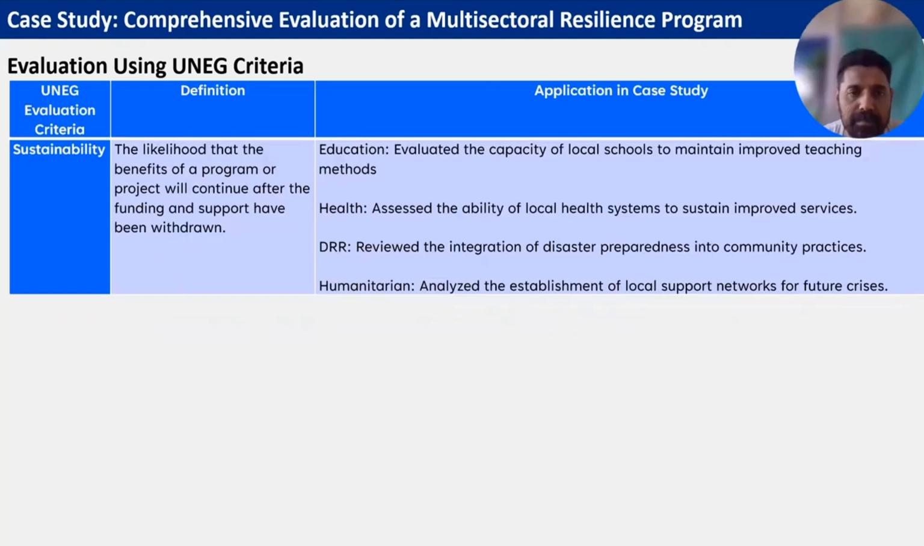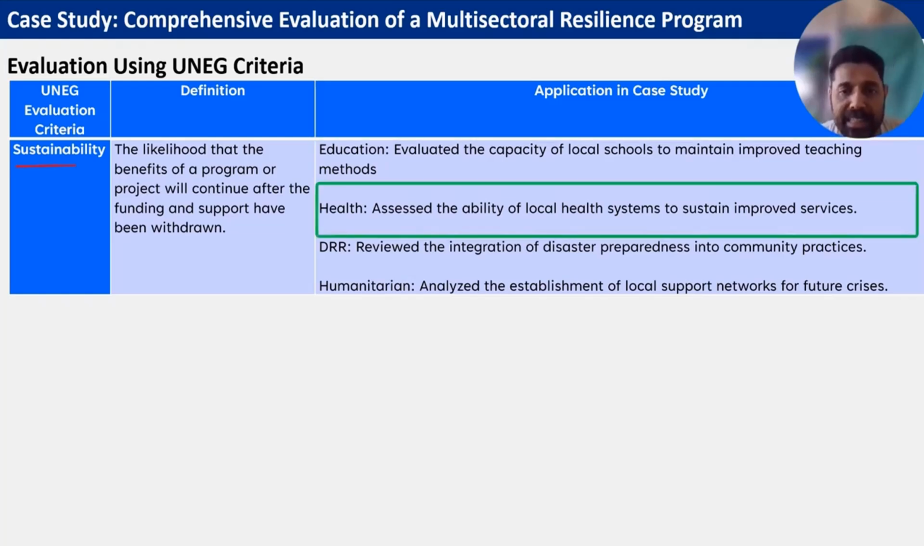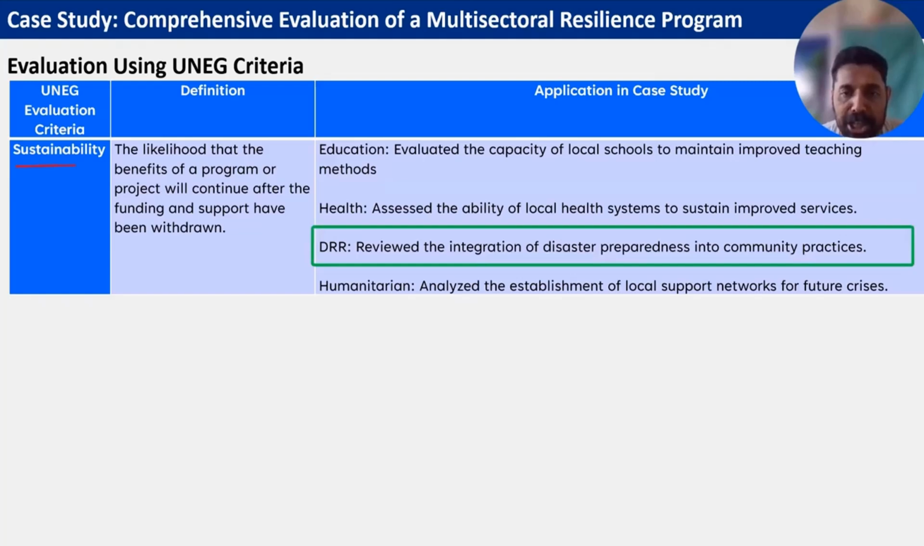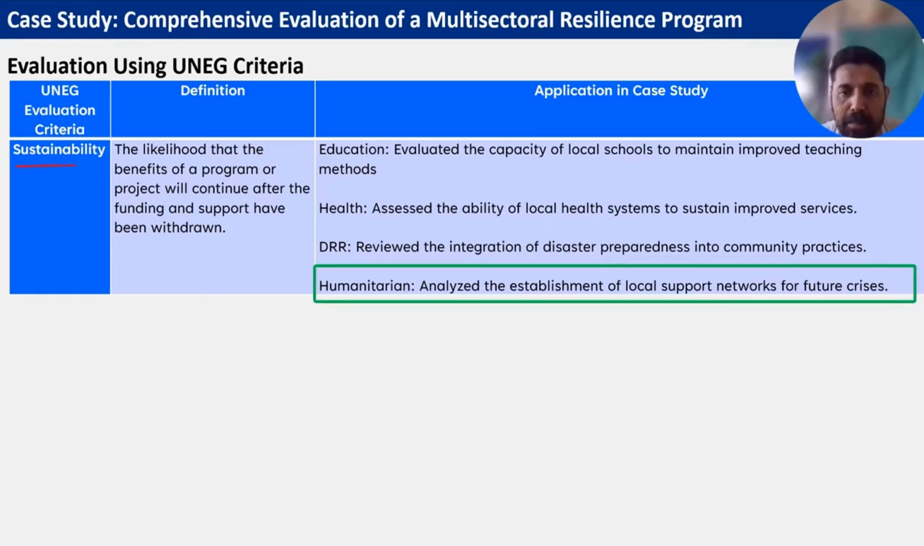Now for sustainability, the likelihood that the benefits of a project will continue after funding. So in education, we evaluated the capacity of local schools to maintain improved teaching. Health assessed the ability of the local health system to sustain improved services. And DRR reviewed the integration of disaster preparedness into community practices. Humanitarian analyzed the establishment of local support networks for future crises.